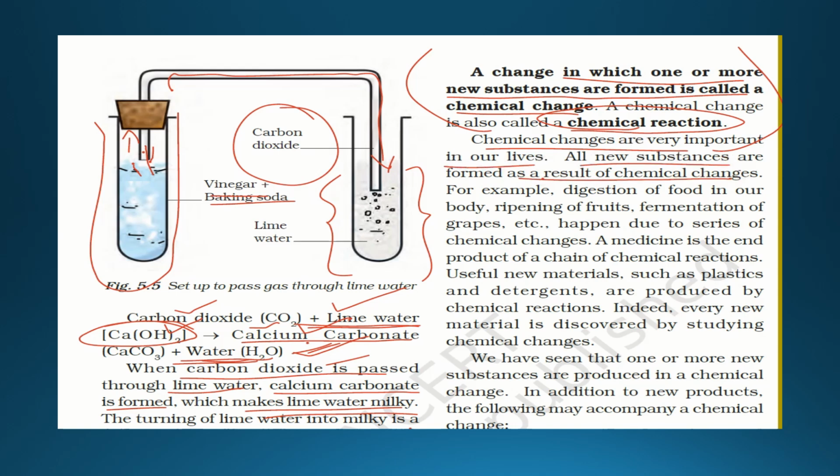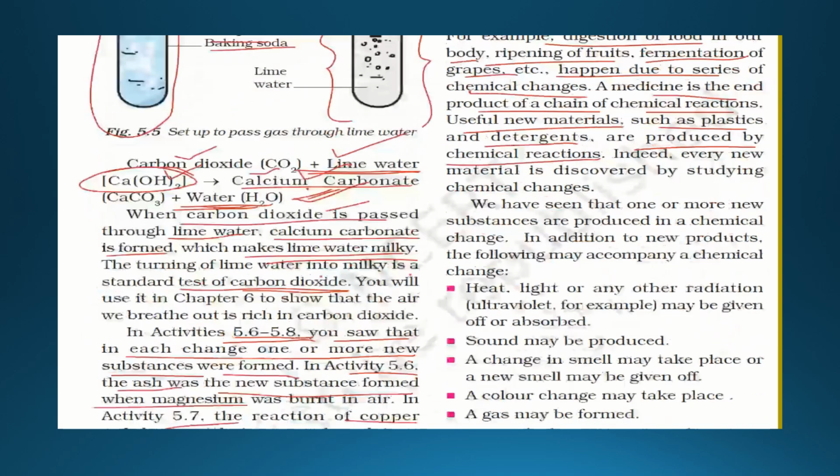Physical changes are only changes in property, color, state, shape, size and so on, but no new substances are formed in physical changes, right? The digestion of food in our body, ripening of fruits, and fermentation of grapes happen only through chemical changes. A medicine is the end product of a chain of chemical reactions. Useful new materials such as plastics and detergents are produced through chemical reactions indeed.